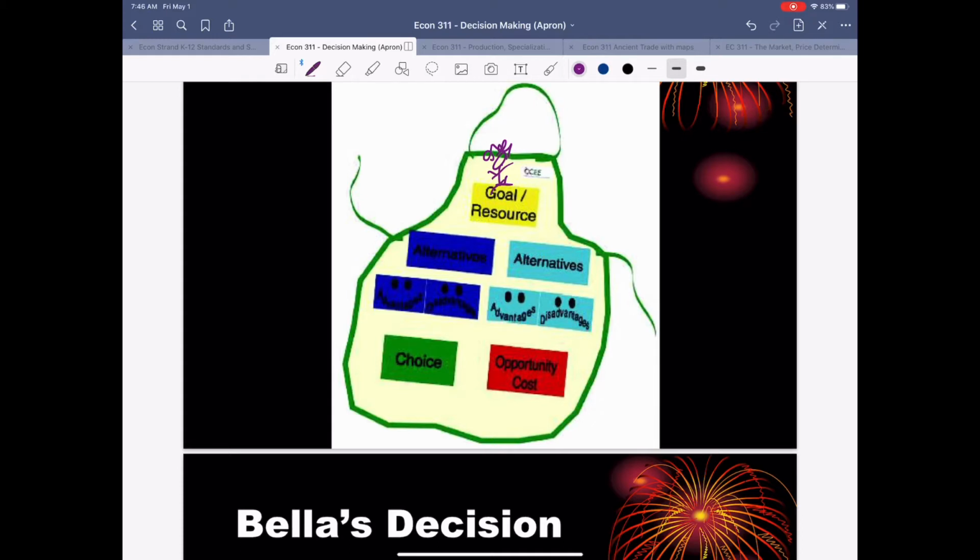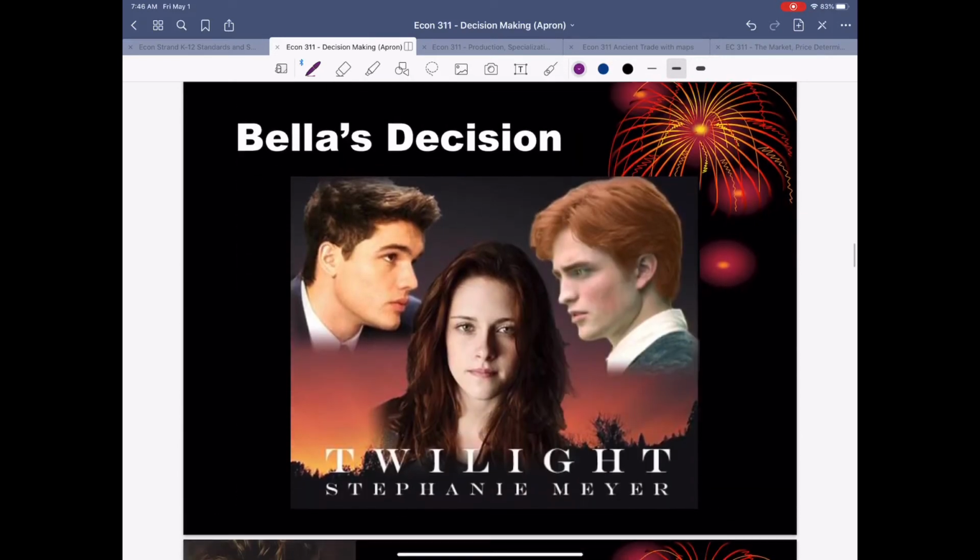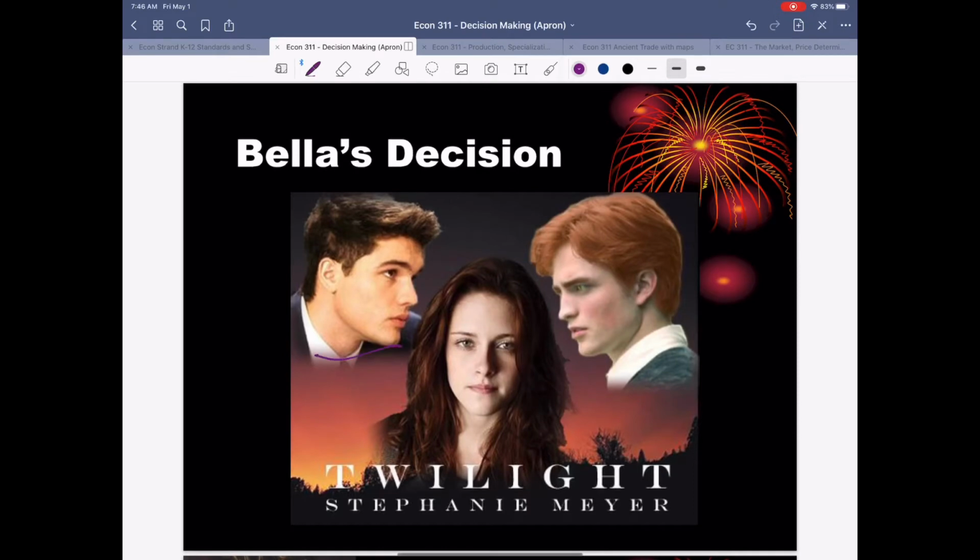The resource she's going to allocate to make this decision is her own human capital. She's going to use Bella to make a decision and allocate it to a life with whoever she chooses. And she has 2 alternatives. So as you can see here, she has Edward and she has Jacob. And I said that backwards. She has Jacob, this is Jacob, and she has Edward.